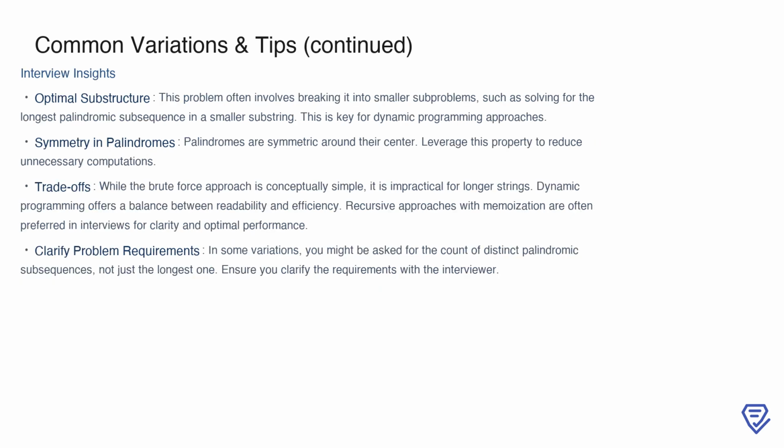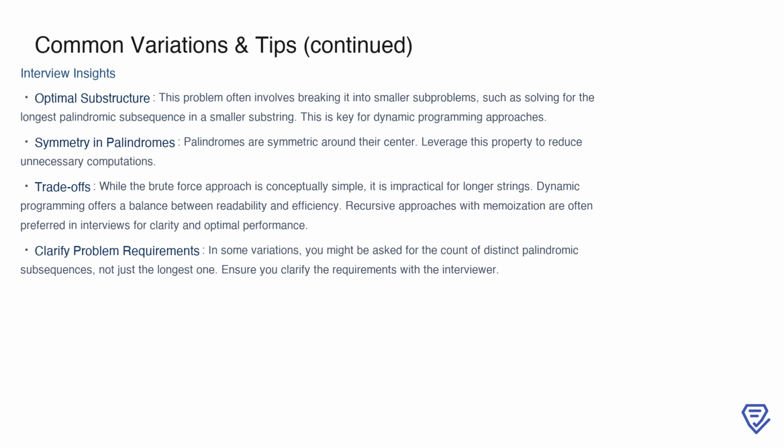Now, let's consider some insights that can help you approach this problem effectively in an interview setting. The problem benefits from an optimal substructure, meaning it can be broken into smaller subproblems, such as finding the longest palindromic subsequence for smaller substrings. This makes it a perfect candidate for dynamic programming. Additionally, palindromes are symmetric around their center, and leveraging this property can help eliminate redundant computations.